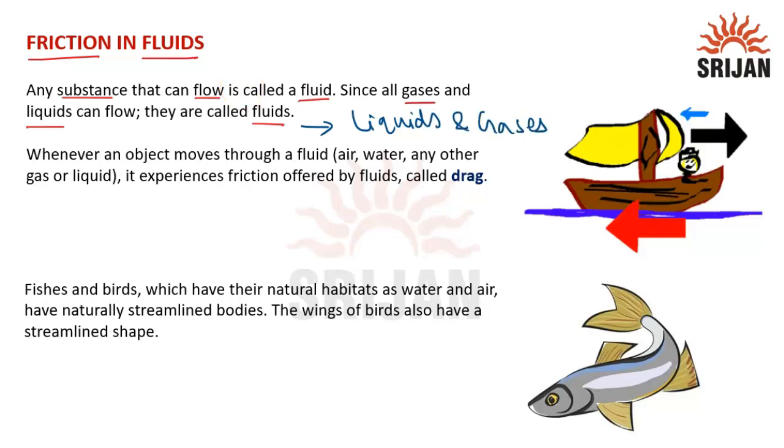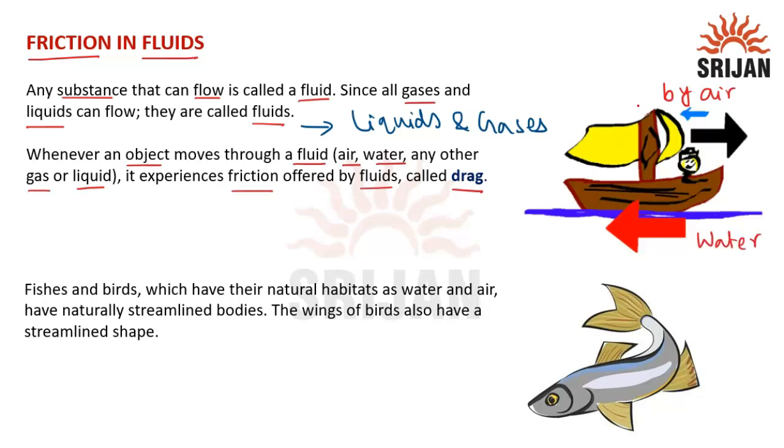Now, whenever an object moves through a fluid, that means air, water, or any other gas or liquid, it experiences friction offered by the fluid, called drag. So in the diagram, you can see this is the friction by air and this is the friction by water.